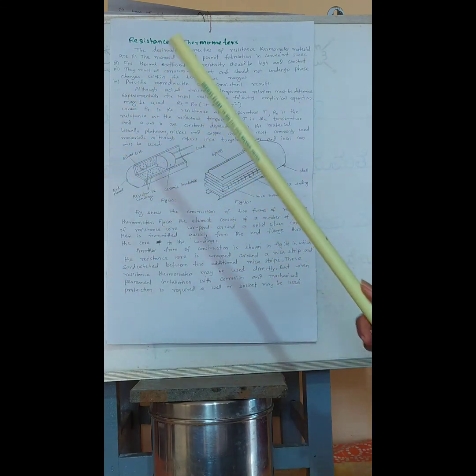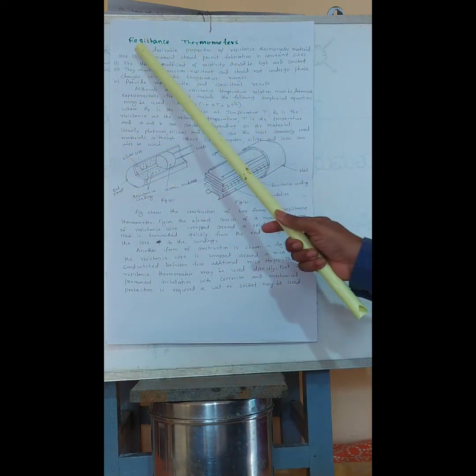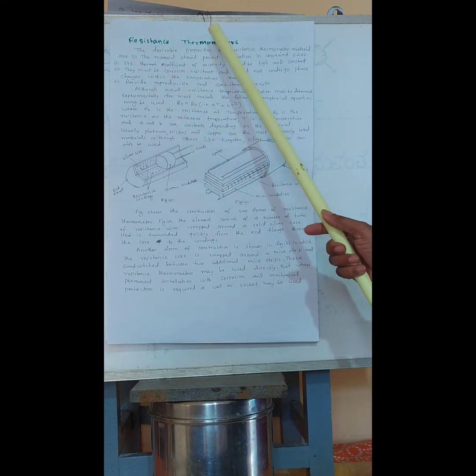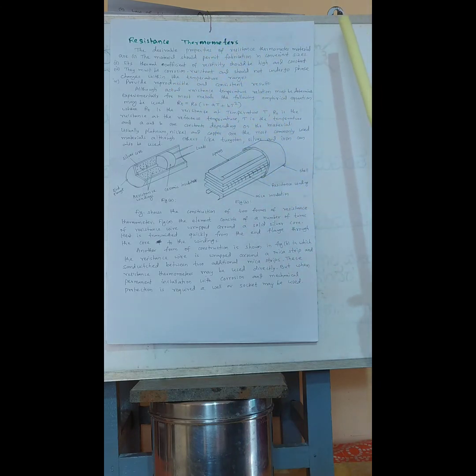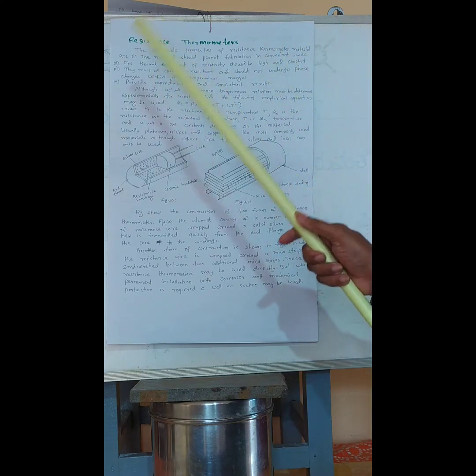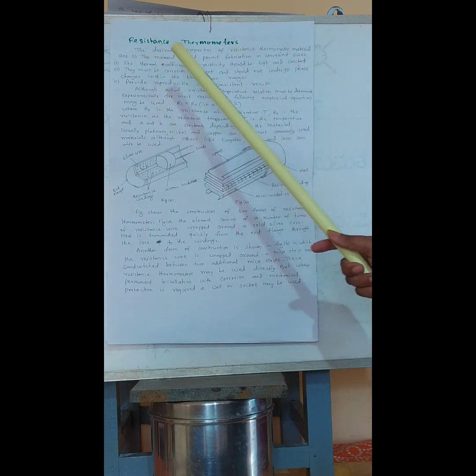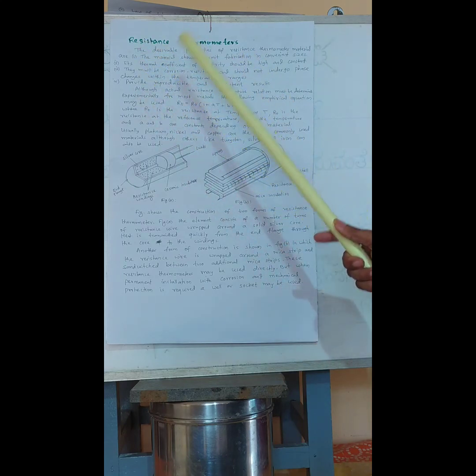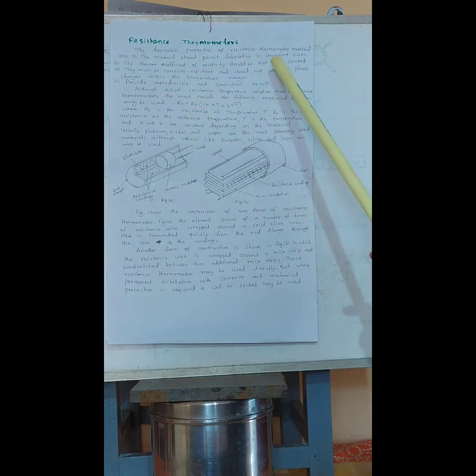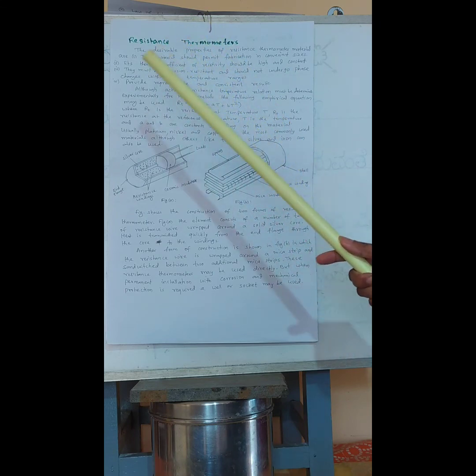Another type of temperature measurement is resistance thermometers. These are used for measuring the temperature. The desirable properties of resistance thermometer material are: one, the material should permit fabrication in convenient size. Second, its thermal coefficient of resistivity should be high and constant. Third, there must be corrosion resistance and it should not undergo phase changes within the temperature ranges. Fourth, it should provide reproducible and consistent results. These are the desirable properties of resistance thermometers.